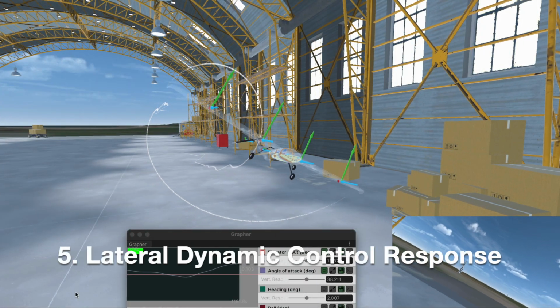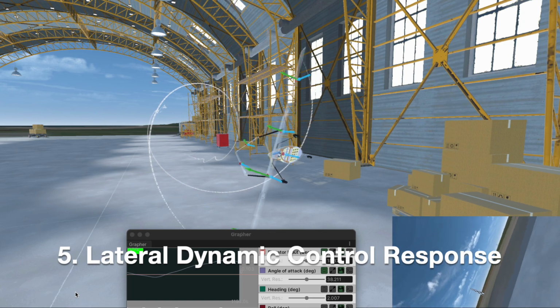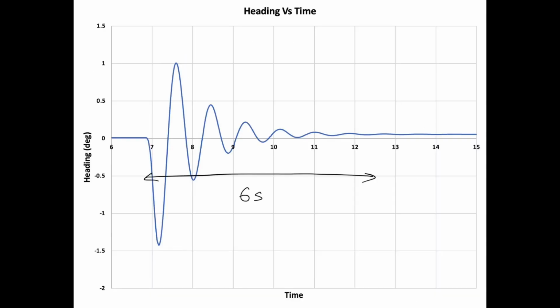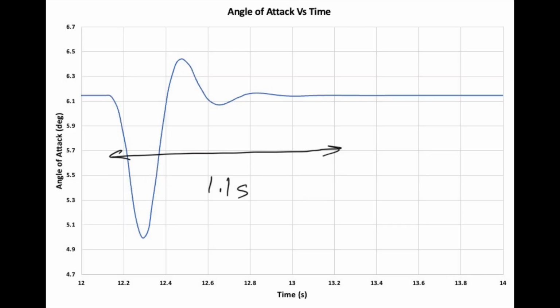The steady roll rate increases with increasing free stream velocity. As such, the aircraft will feel more responsive to roll inputs at higher free stream velocities. The damping in response to rudder input is less in comparison to the elevator input. The time to subside and reach steady state is about 5 times faster in pitch than in yaw.